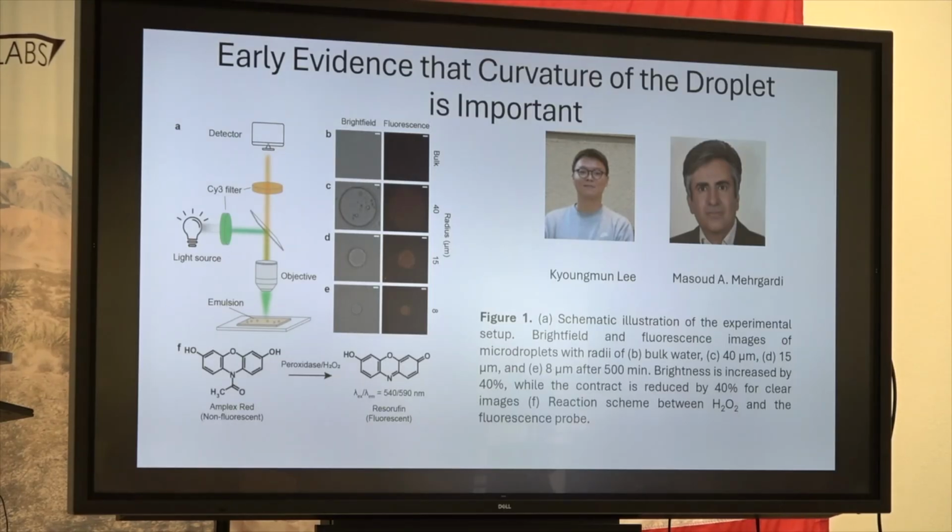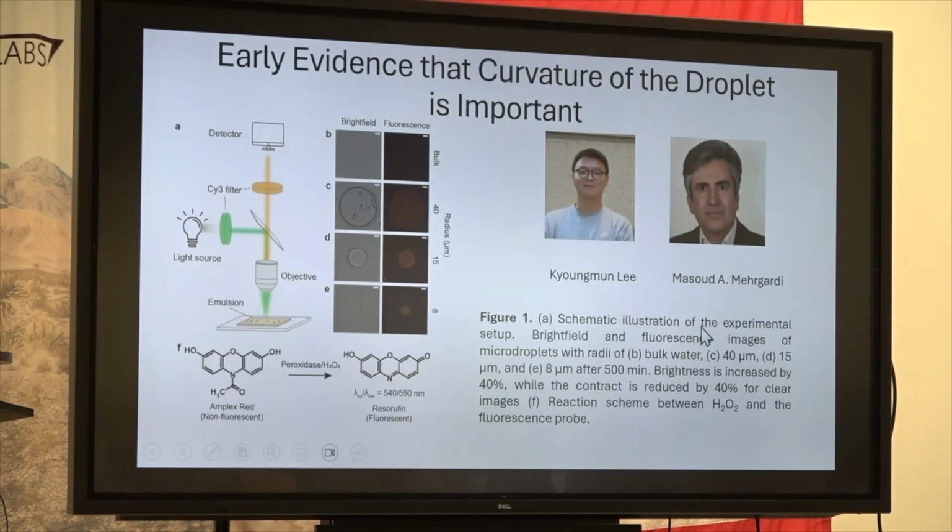And I want to give you early evidence that curvature of the droplet is important. Here are 2 people in my lab. This person now has gone back to South Korea. He's on the faculty there. This person comes from Isfahan in Iran, okay? Which, because he's worked with me, has caused me much trouble. He's a great guy. And he's trying now very hard to get out of Iran for good reasons, okay? As you understand.